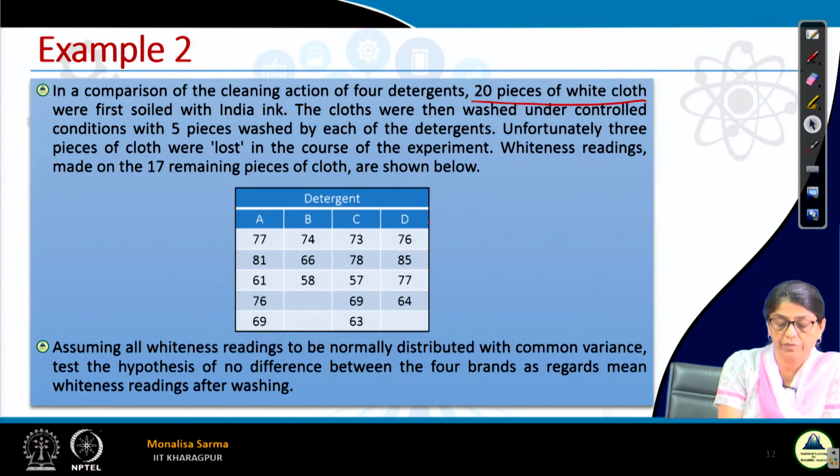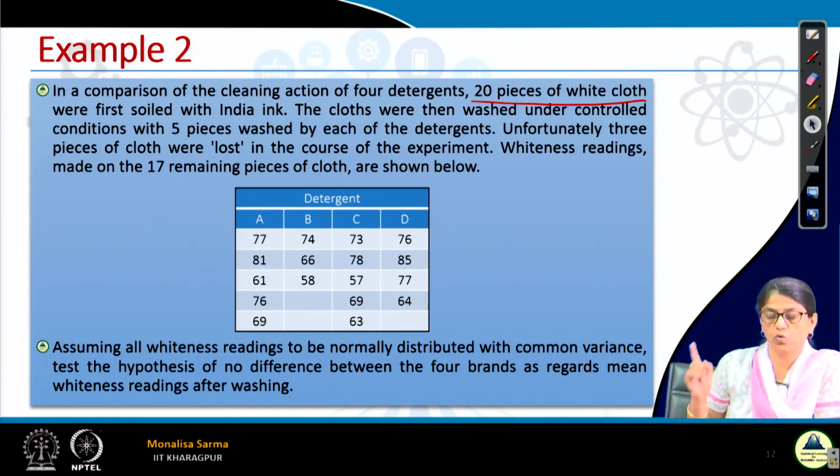There we have taken 4 different types of detergents, and we have soiled a total of 20 pieces of cloth with some type of ink, and we will wash them with the 4 different types of detergent to find out which detergent is best, basically.